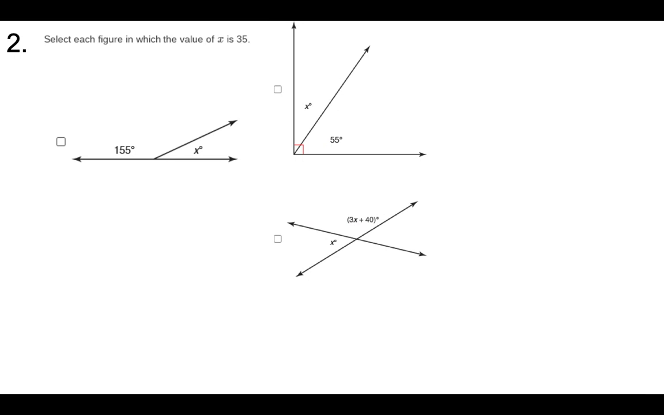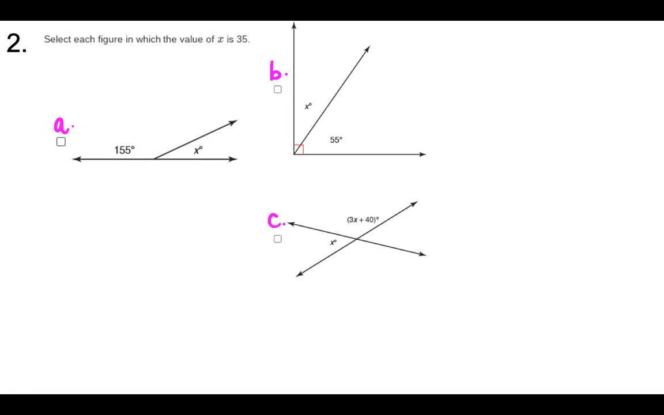Okay, number 2 says select each figure in which the value of x is 35. So over here you're going to pick which, A, B, C, okay? Which figure represents x as 35? There can be more than one answer, okay? So pick which letters you think where x is 35, okay? Okay, so you should have picked which ones.